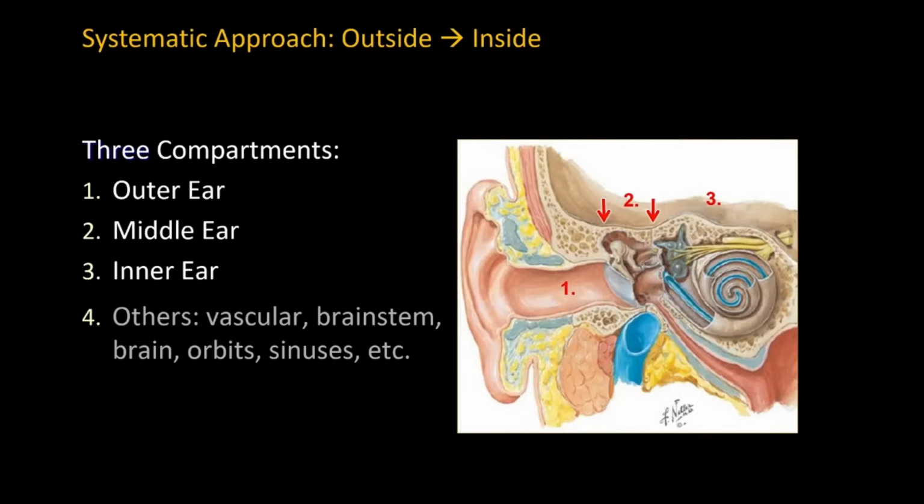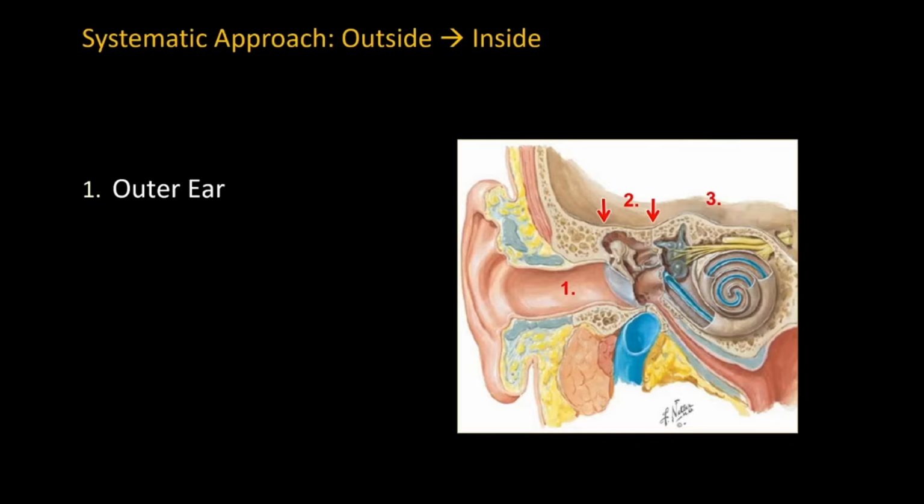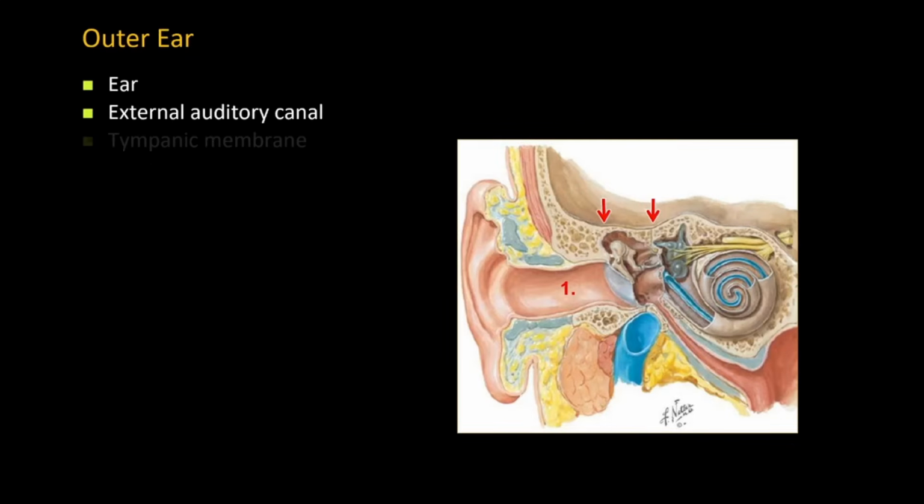My recommendation is that for your inspection and for your dictation, focus on one side at a time. Don't jump back and forth. Start with the right side or the left side. That way you don't get yourself confused or you don't get your readers confused. So let's get started. Let's talk about the outer ear first.